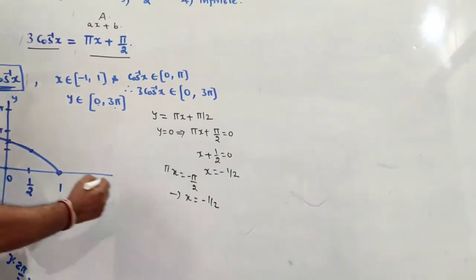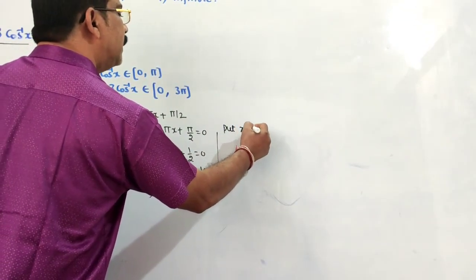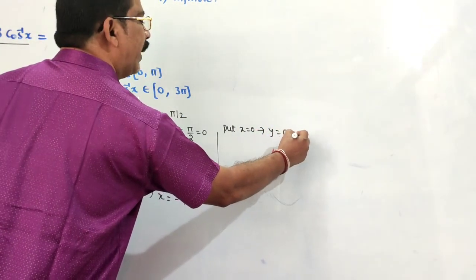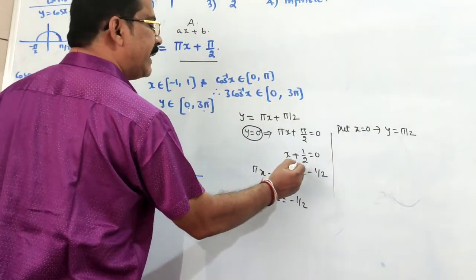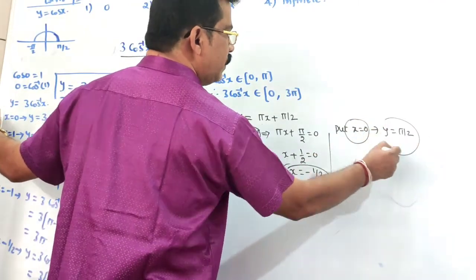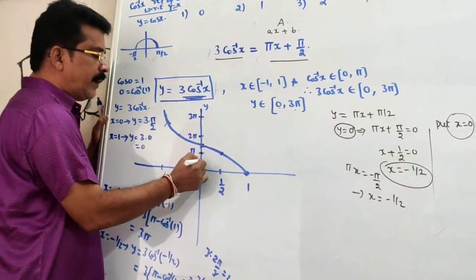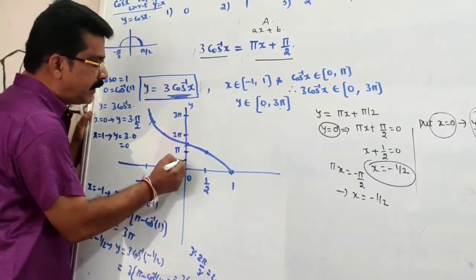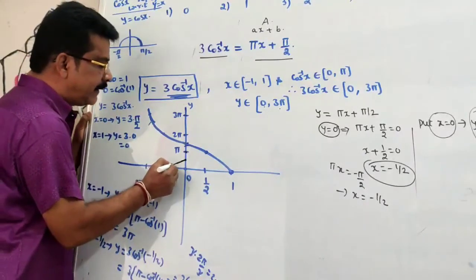Next, put x equal to 0. Then simply y equals pi by 2. Once again, when y equals 0, then x equals minus 1 by 2. When x equals 0, the y value is plus pi by 2. Therefore, we can draw the straight line just like that.